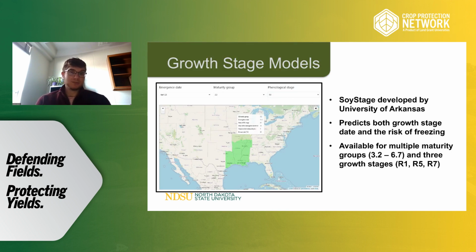Then, thinking about growth stage models, there is one in particular that stands out, that's called Soy Stage, which is developed at the University of Arkansas. Again, there are limitations to this as well, such that this tool can only look at maturity groups between a 3.2 to a 6.7, as this tool was only developed for the Mid-South and the Delta region of the United States. All right. This tool also can only predict the timing of 3 growth stages, so R1, R5, and R7 for soybeans. And then this tool can also predict a risk level for freezing during that early season, right after planting.